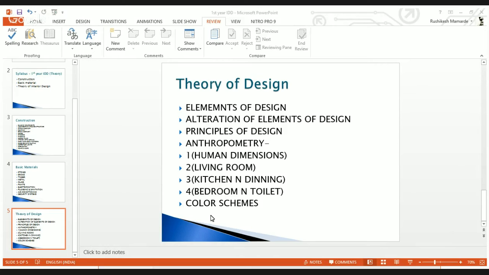Then the next is principles of design. What are the principles of design? Like harmony or balance or symmetry. All these things come under the principles of design. So all these things we are going to cover in this topic.